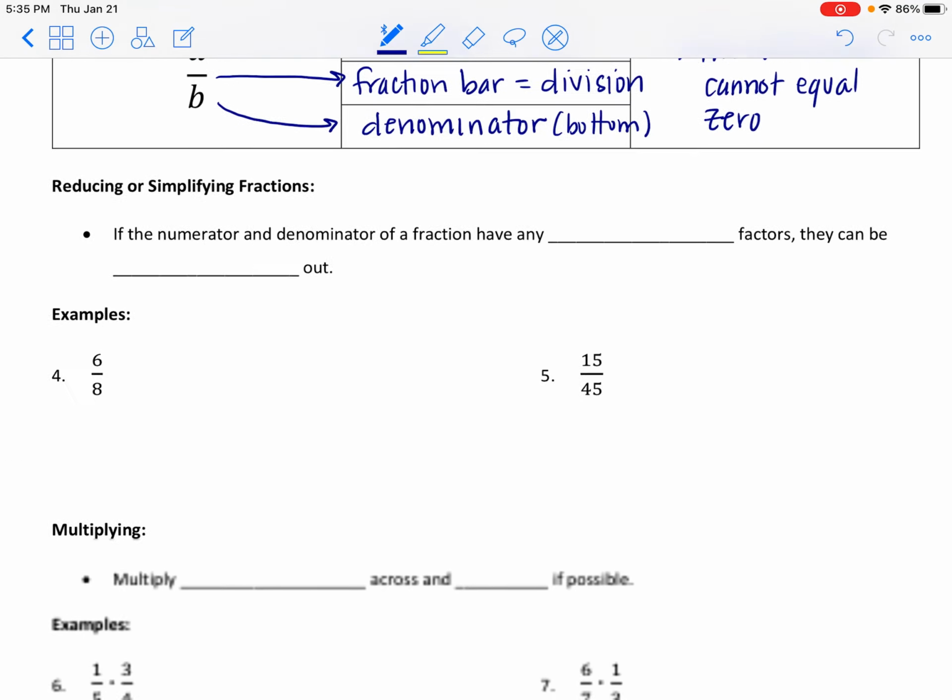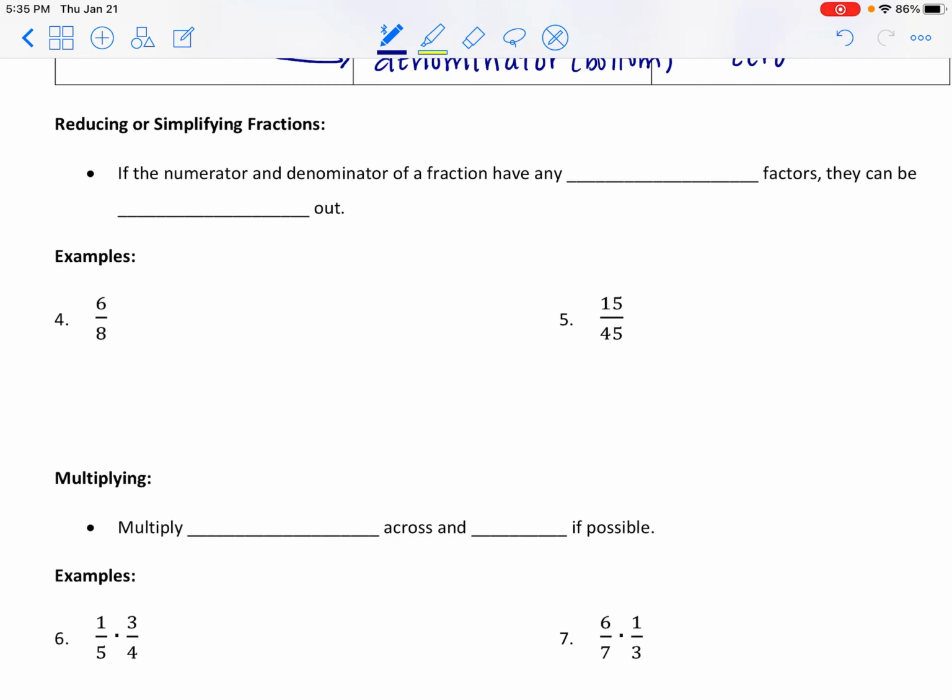Now, what we got to be able to do are the basic things with fractions. We should be able to reduce or simplify, same kind of word there. We should be able to perform our basic operations, which would be add, subtract, multiply, and divide. And the factor concept that we just looked at will help us in this reducing.